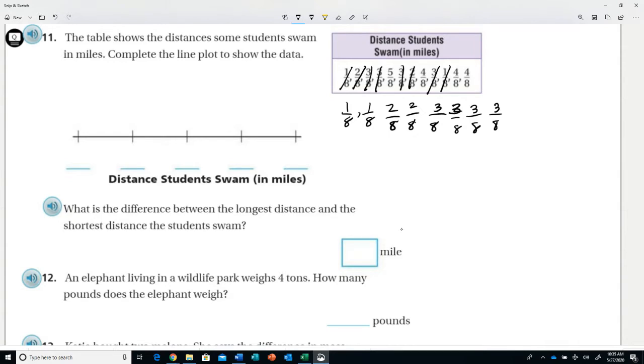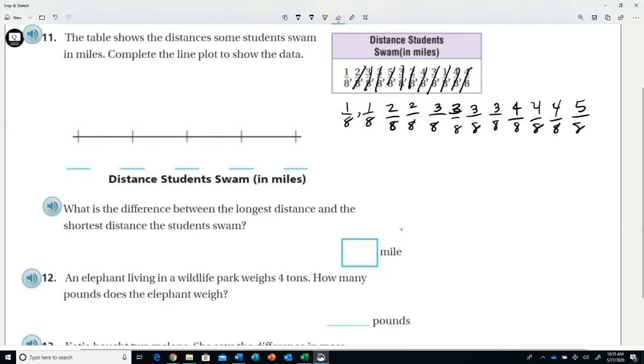That was a lot. 1, 2, 3, 4. Yeah. And I'm going to go to 4/8, which is half a mile. I have one there and one there, and another one. Almost missed it. And then finally a 5/8, just once.